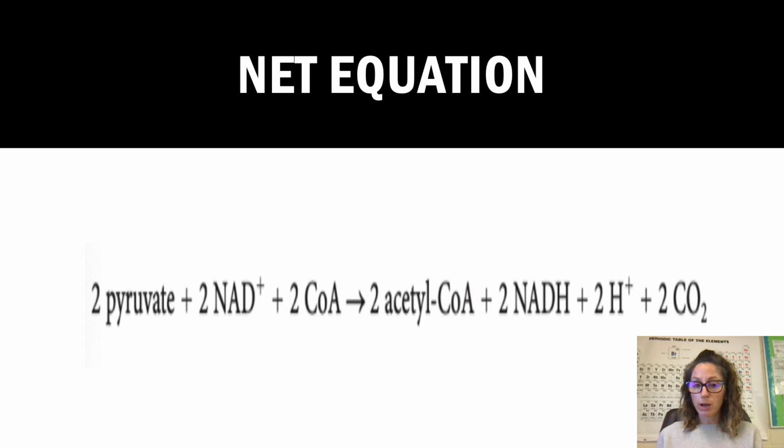So that is pyruvate oxidation. We still have a lot of energy in that acetyl-CoA group, which is going to go into the citric acid cycle and completely get broken down to get all of the energy possible from glucose.